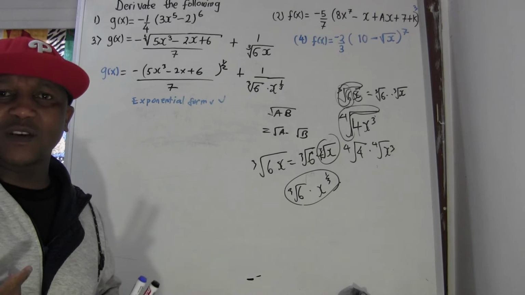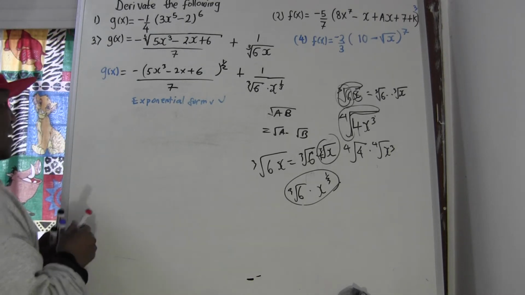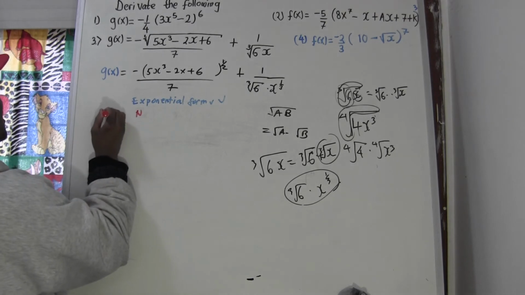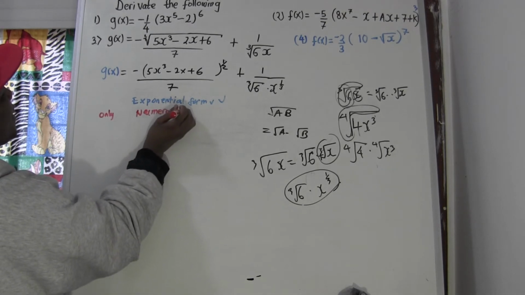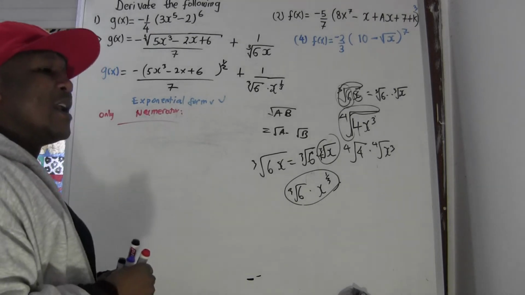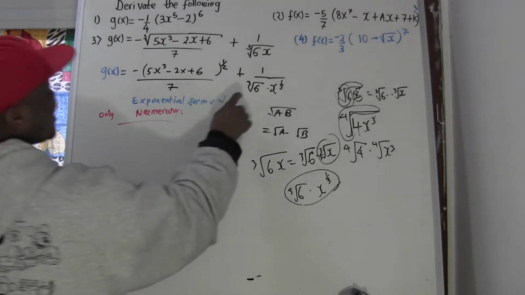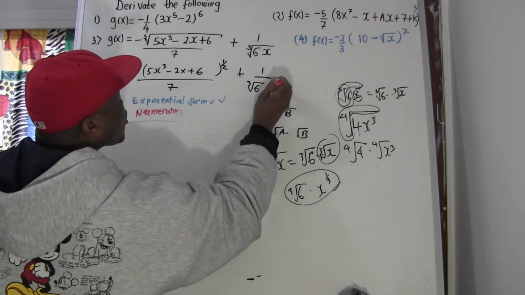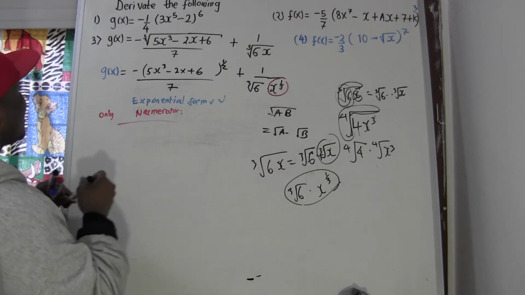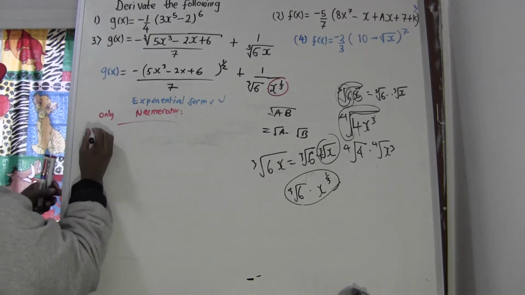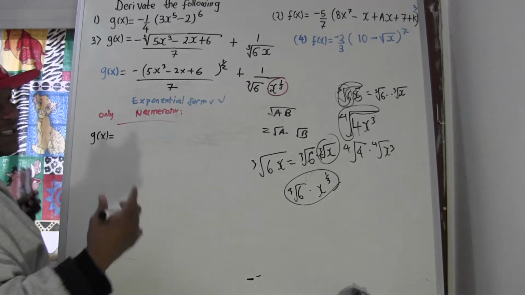Now, what is next? If I'm done with exponential form, everything must go to the numerator. Only numerator. So what we'll do, see this one here? This must go to the numerator. So let's take the numerator. We're going to have here g of x. We haven't started yet to differentiate because you cannot differentiate. You can, but this is a simple way.